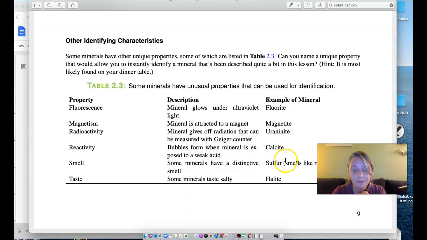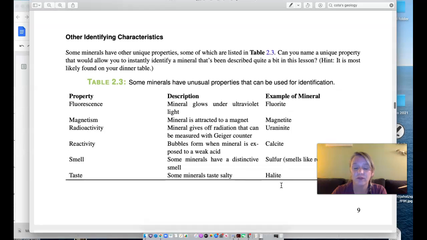Smell is another one. Sulfur definitely smells like matches or like rotten eggs. And then halite, the common name is rock salt. Obviously that one is going to taste salty. And again, we will not be tasting anything in my class, mainly because I've said that every year and there's always somebody who does. So if you taste anything in my class, you can be sure that somebody else has licked it, and that's gross.